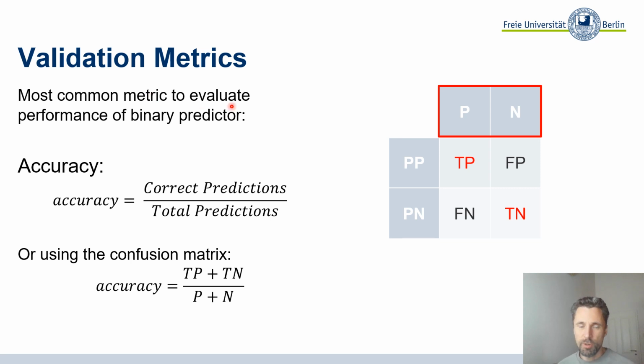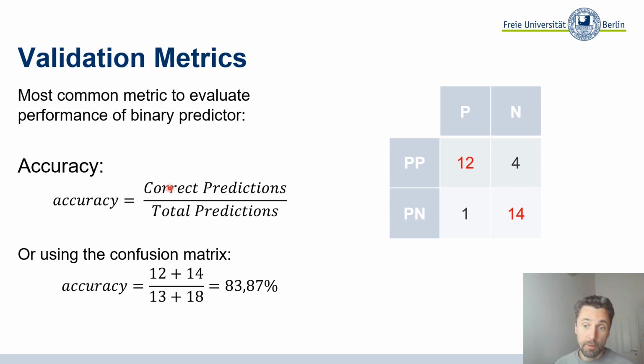So the most common metric is really to look for how many of these points were correctly classified. Yeah, so they fall either in the true positives or the true negatives category. So the accuracy is the number of correct predictions, so the sum of these two, TP plus TN, divided by the number of all predictions. Yeah? So the number of data points. Yeah, and for the example of the previous slide, we obtain an accuracy of 83 or 84%.